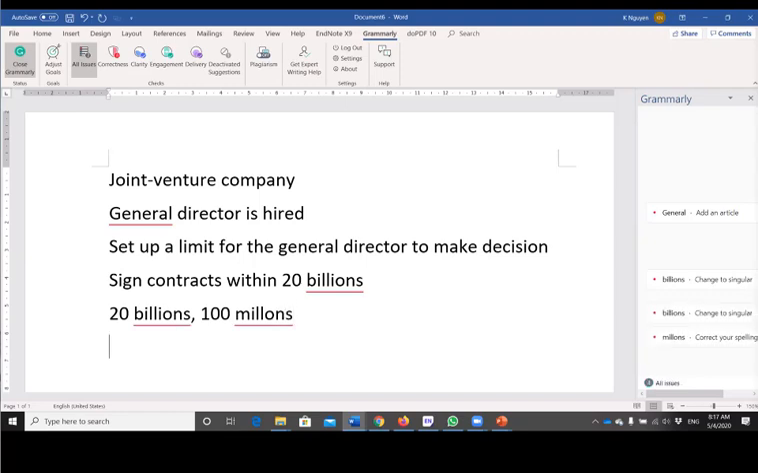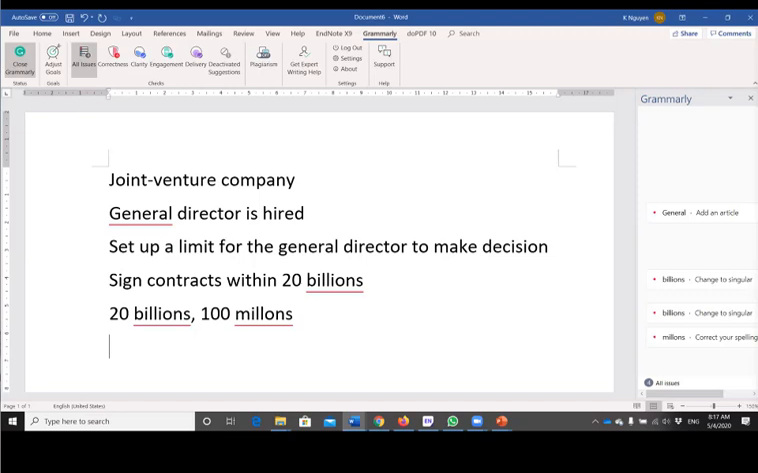If you are not allowed to sign, but you make the decision yourself to sign a contract with an amount larger than that, and some risk occurs, there's some loss from the contract, you need to bear that 100%. You need to fully bear the risk and the loss. So very dangerous.